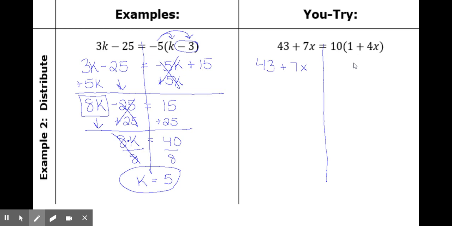Now let's look at the right-hand side. Can I simplify the right-hand side of this equation? Yes. Again, I see parentheses, so I need to get rid of them by distributing. 10 times 1 makes 10. 10 times a positive 4x makes positive 40x. Now let's solve. I need to move my x term across the line and over to the left. Anytime I go across that line, I have to do the opposite. So I'm going to subtract 40x from both sides.